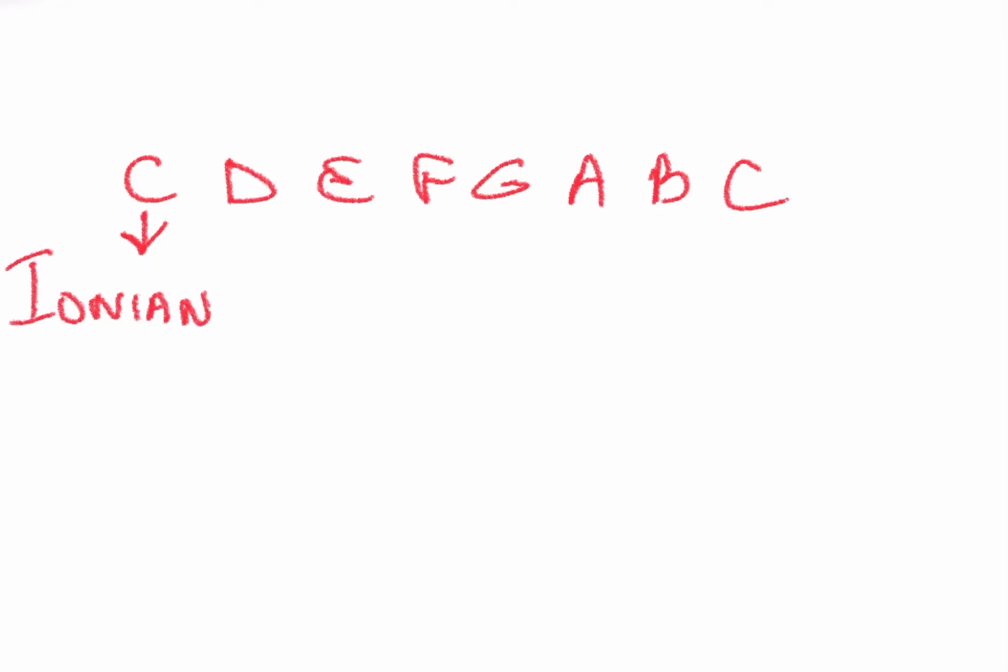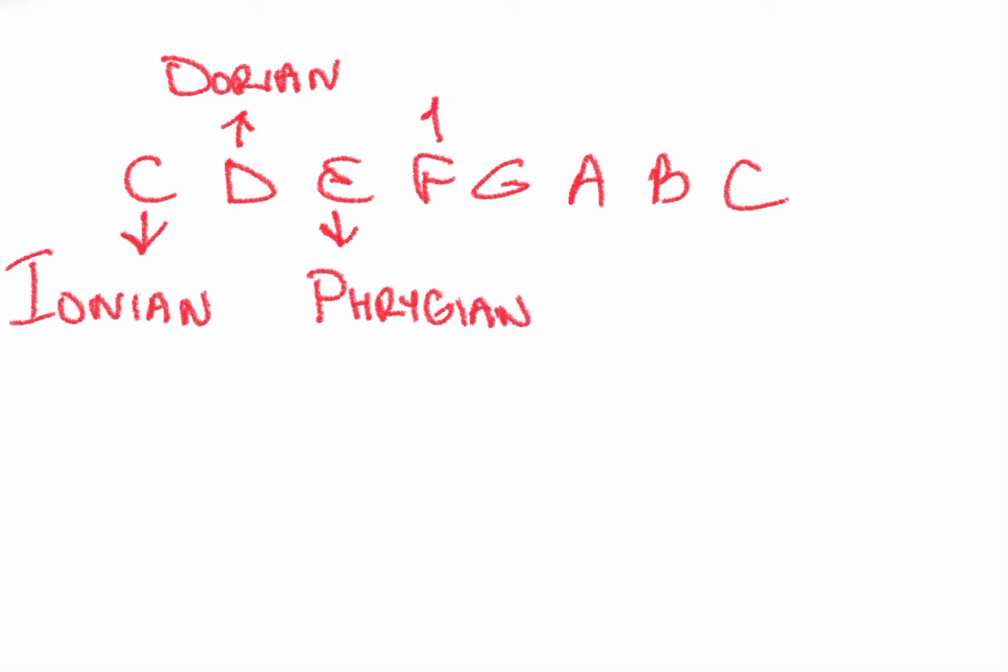Now, if we start and end on the second scale degree of a major scale, in this case D, we get one of these modes, and this is Dorian. Start on E, or the third scale degree of a major scale, we get the mode Phrygian. If we start on the fourth scale degree, in this case F, we get Lydian. Start on the fifth scale degree, in this case the note G, we get Mixolydian.